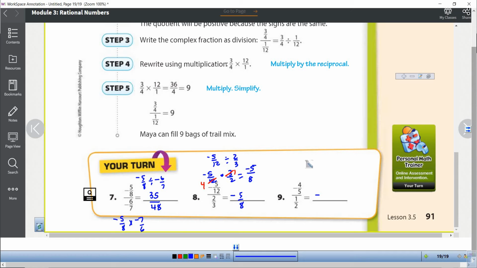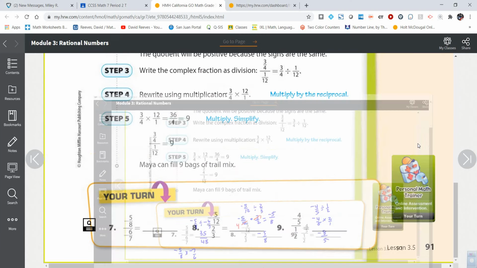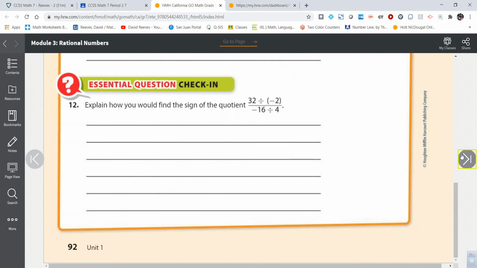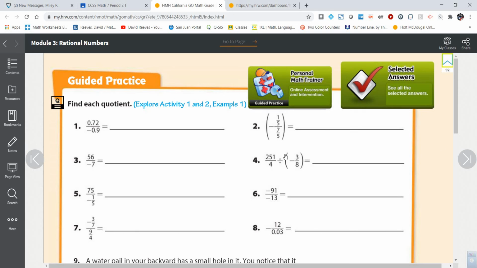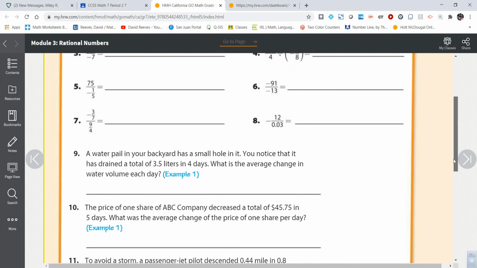And finally, this one right here would be negative 4/5 divided by 1/2, right? But that's the same as negative 4/5, keep, switch, flip. All right, nothing to simplify on this one, and we get negative 8 over 5. All right, negative 8 over 5. So we did decimals, we did fractions, all right? And now let's go ahead and do some word problems.